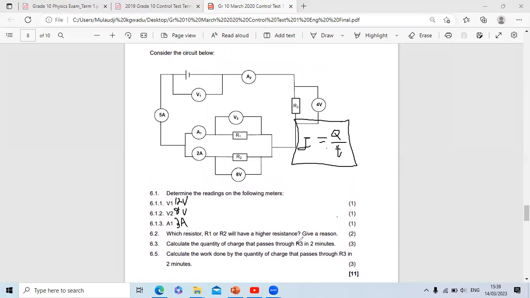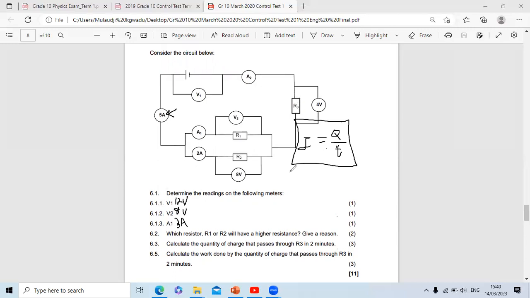Now they want you to calculate the amount of charge passing through R3 in 2 minutes. On R3, the amount of current flowing through R3 is the total current of the circuit. It's 5 amperes, because it's not in parallel with any other resistor, so the current is not divided by the time it reaches R3.